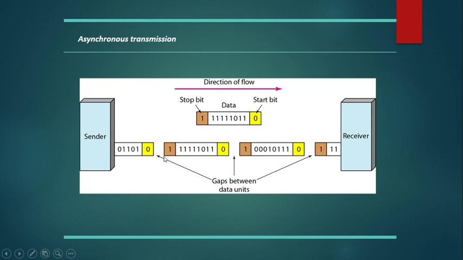Here you can see that there is a variable gap between the data units. Each and every frame is sent at variable time intervals. That is, there is no clock syncing the sender and the receiver, only some predefined agreements. Here a start bit and a stop bit are a predefined agreement. Once the receiver sees the start bit, that is 0, it knows that a frame is going to come. At every frame the start bit is 0 and the stop bit is 1, and in between you have the 8 bits for data. This is an agreed pattern between the sender and the receiver.